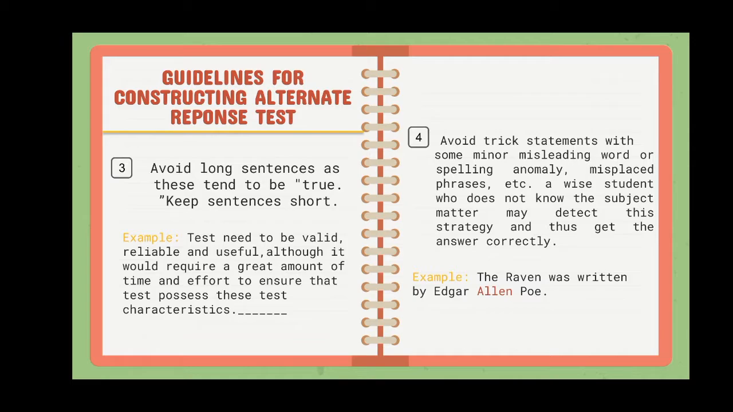Rule number 3. Avoid long sentences as these tend to be true. Keep sentences short. Example, tests need to be valid, reliable, and useful, although it would require a great amount of time and effort to ensure that tests possess this test characteristic. In this example, notice that the statement is true. However, we are also not sure which part of the sentence is deemed true by the student. It is just fortunate that in this case, all parts of the sentence are true and hence the entire sentence is true.